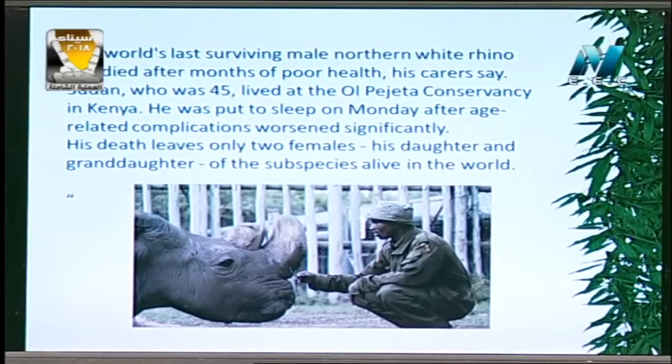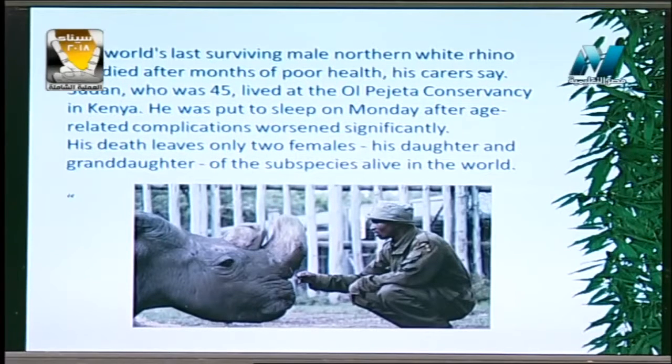Yes, reduced. We recently had a very sad incident, the death of the last male northern white rhino. It died of poor health. The world's last surviving male northern white rhino has died after months of poor health. His carers say that his poor health was the reason. Of course, he was only a male, no female, so we don't have any offspring from him.